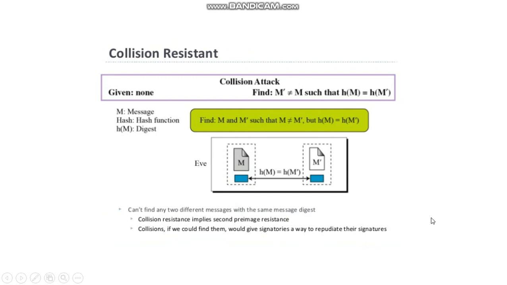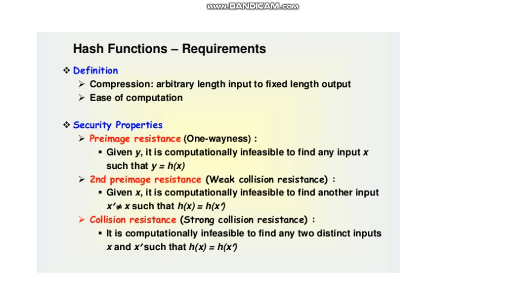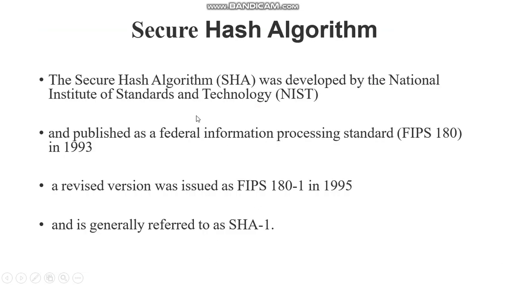And the third one is collision resistance. Here, suppose two messages may have the same hash value; by that hash value, if the attacker tries to find both the messages m and m dash, it is not possible. So this is collision resistance. Pre-image resistance can be called one-wayness, second pre-image resistance can be called weak collision resistance, and collision resistance can also be called strong collision resistance.